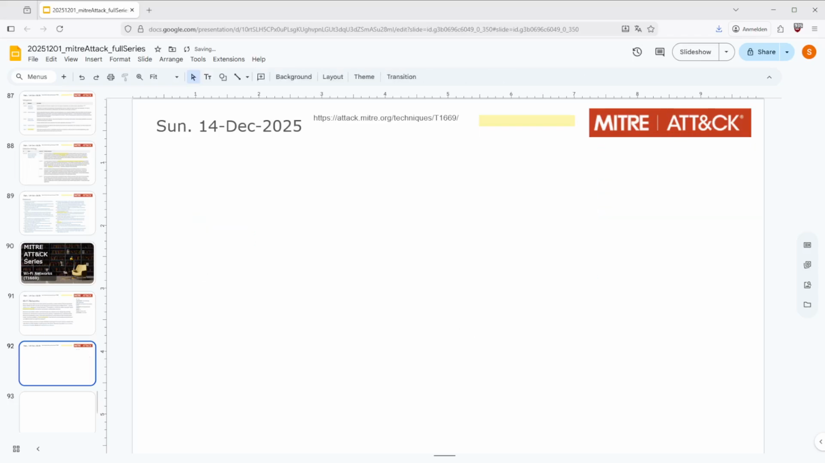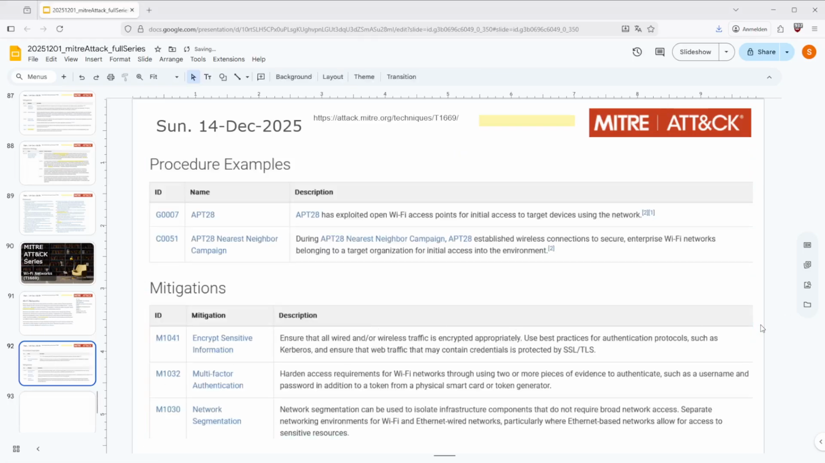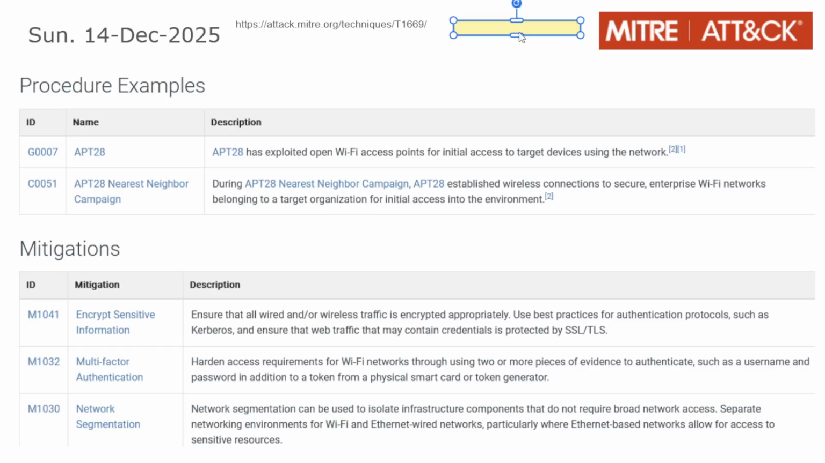Let's move on then to the procedure examples. We have enough space for both this time, I think, so let's do it like this. There we go, so we now have procedures and mitigations on one page. Let's jump back to the reading mode and take a look at what procedures exist.